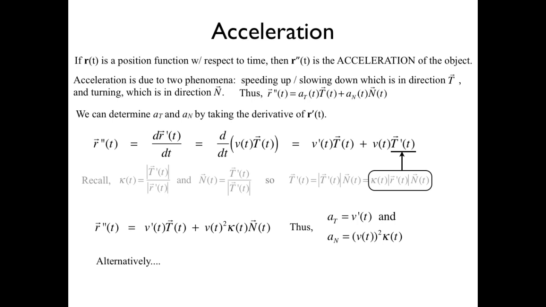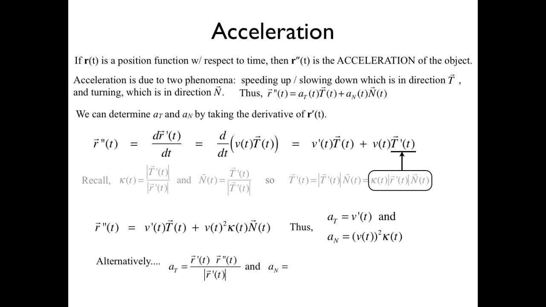So alternatively, there are other formulas for calculating a sub t and a sub n. Now, are these real valued functions or vector functions? What kind of functions are these? These are real valued functions. They just give you numbers for any time t. We're going to take that value and multiply it by the unit tangent, and take that value and multiply it by the unit normal. And that will give us the acceleration vector.